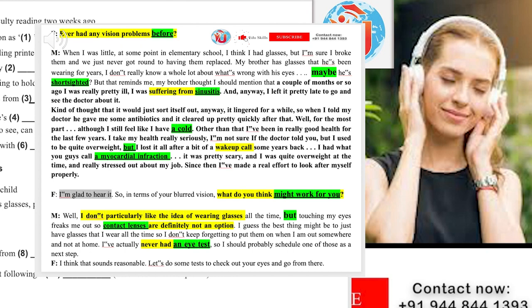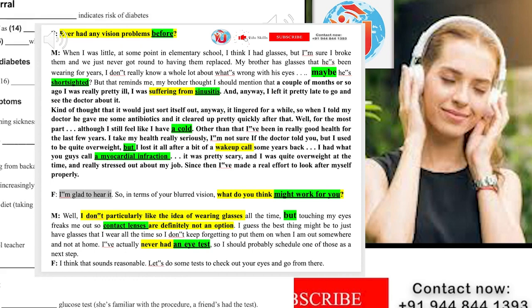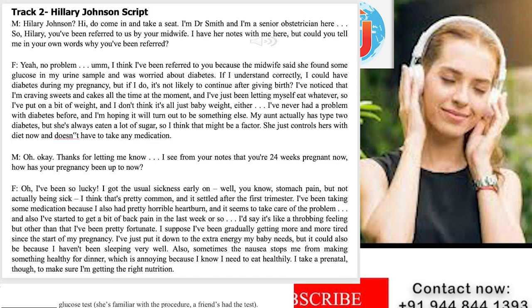Let's do some tests to check out your eyes and go from there. You hear a senior obstetrician talking to a patient called Hilary Johnson, who has been referred by her midwife.